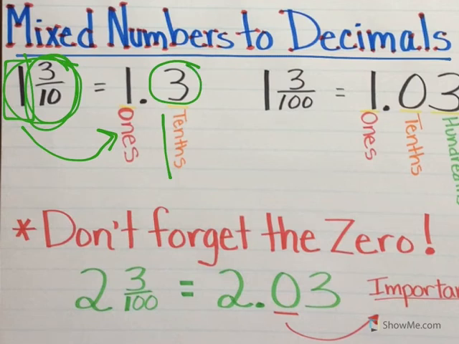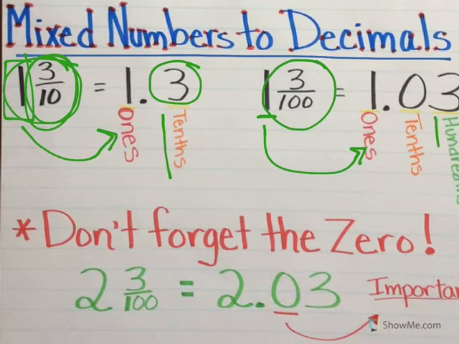Let's look at our next example. 1 3/100. Again, we have 1 whole, so it goes to our ones place. Then we have 3/100. The 3 goes all the way over here in our hundredths place, and we put a 0 for the tenths because there's no tenths in this particular number. Also, don't forget your decimal point.